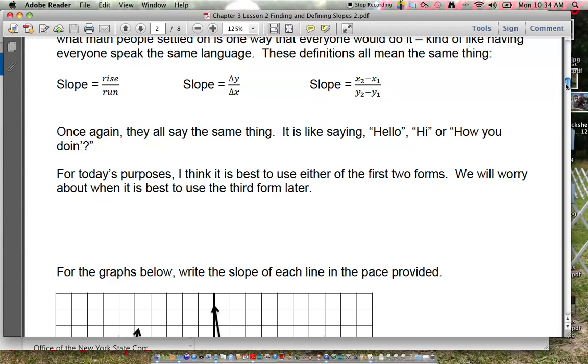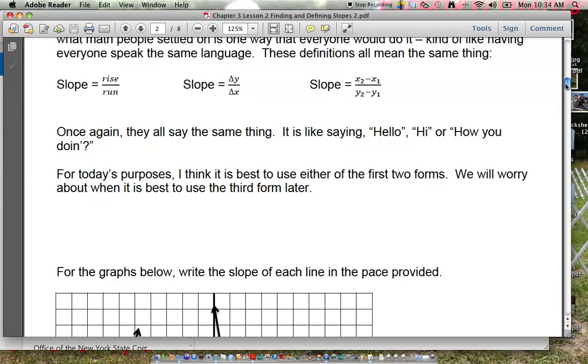Rise. When we say, let's all rise for the Pledge of Allegiance, what do we do? We stand up. Okay, so rise over run is a great way to look at it. You can feel free to look at it that way. I like changing y over changing x. Now that little triangle is a Greek symbol, delta, and delta means difference. So that's the change. The difference is the change.